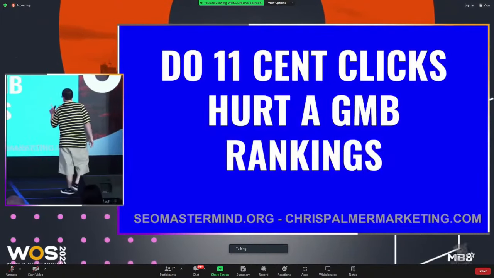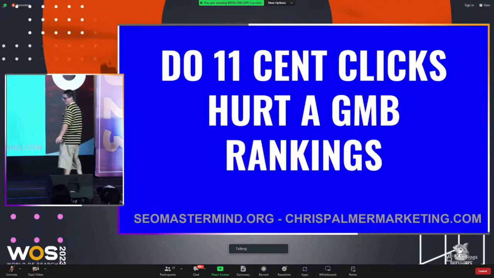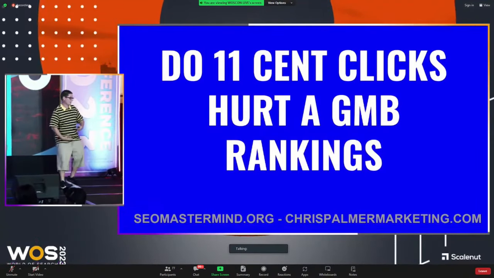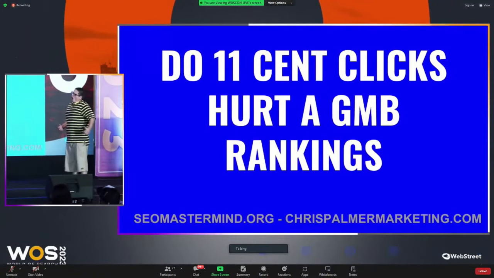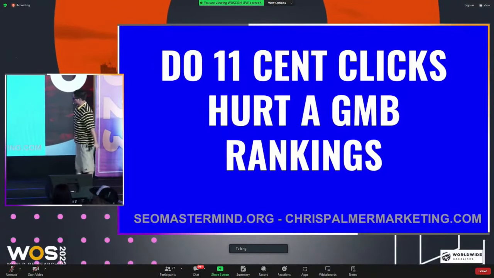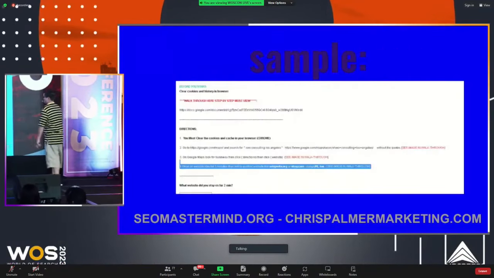Next, do 11-cent clicks hurt the GMB rankings? Everybody wants to run clicks and traffic. Maybe you don't have money for tools. Maybe you just want to go to Micro Workers, but people are always worried these foreign clicks are going to hurt the profile. Well, we tested it, and it's not true.